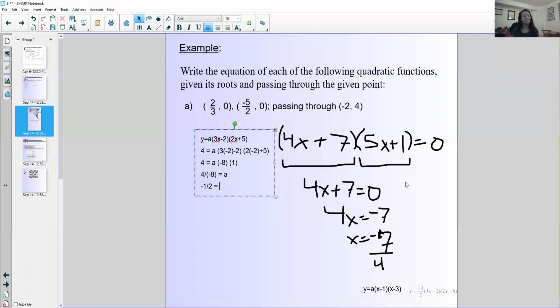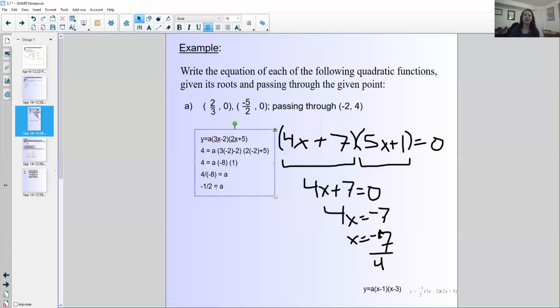Now, you could turn it into a decimal, but you're not going to, because you know how much I love fractions and how much you love fractions. So keep it as a fraction. This is negative 1/2, not negative 0.5. Don't do that, negative 1/2.